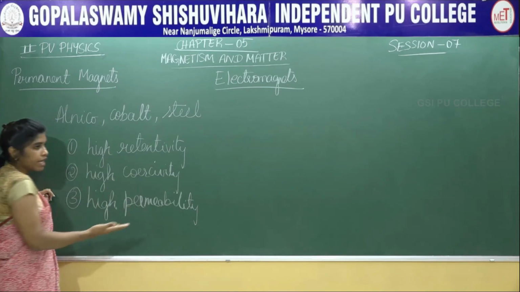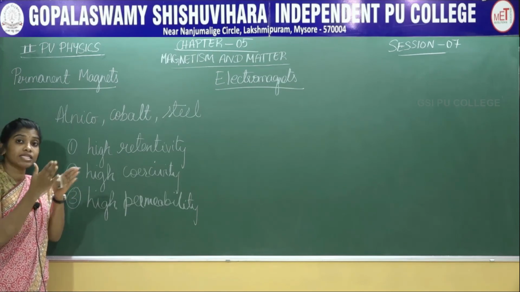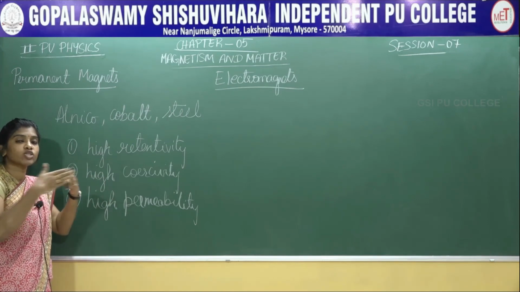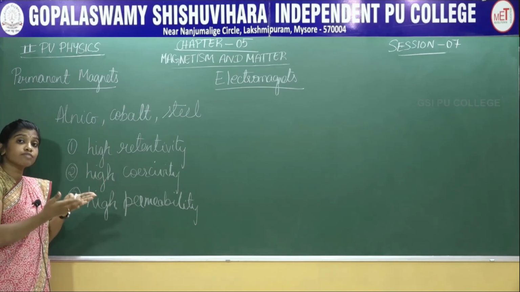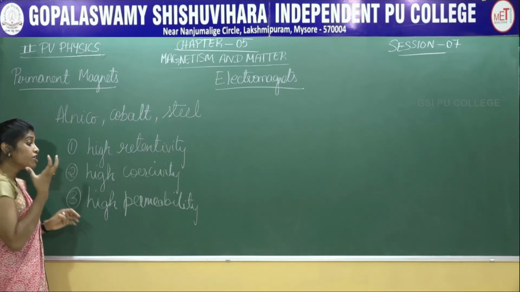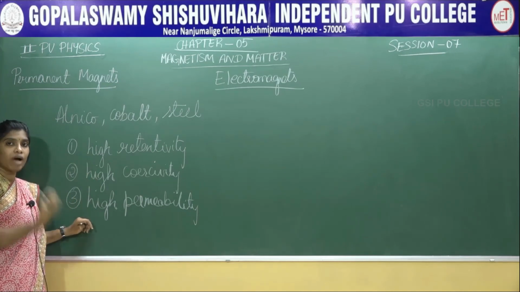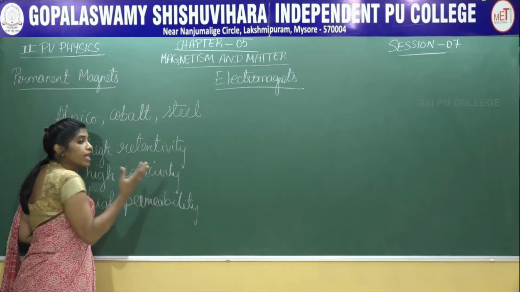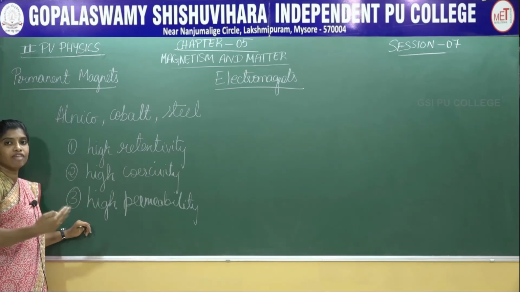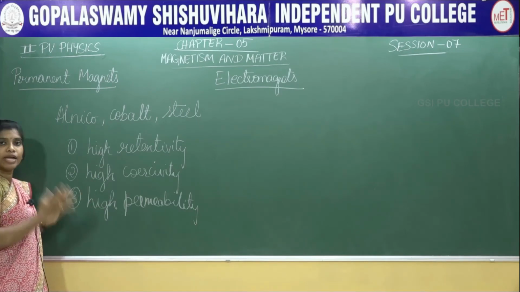And coming to permeability, since the ferromagnetic material is placed inside a solenoid, a magnetic flux will be generated, and these magnetic field lines should pass through the ferromagnetic material. If the material allows the magnetic field lines to pass through it, that is, if it has very high permeability, then the magnetization will be even more, and therefore these are the conditions for a permanent magnet.